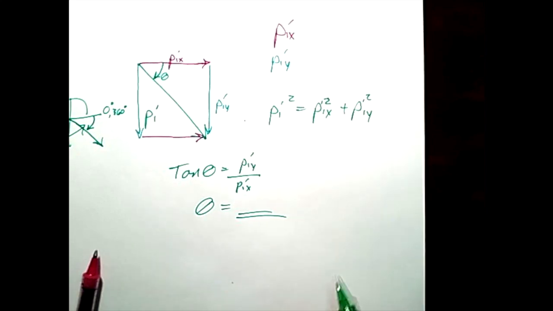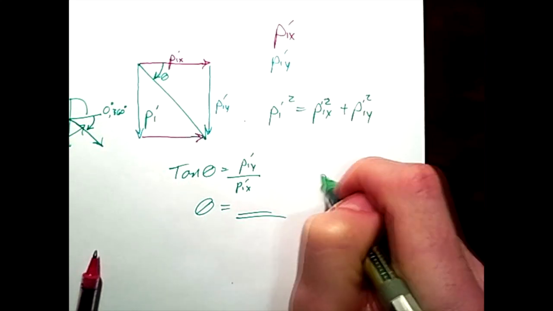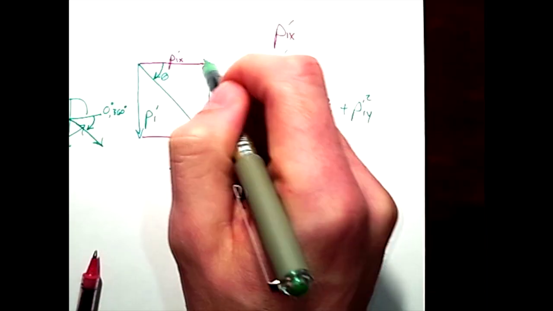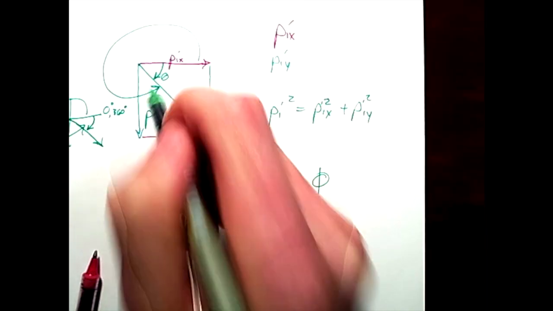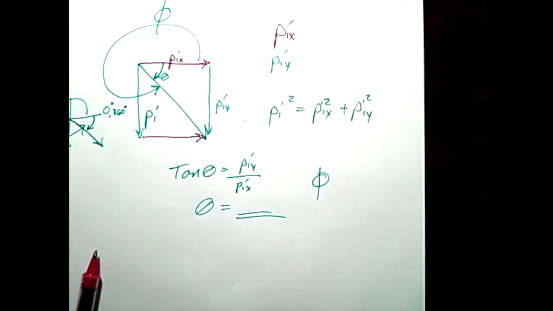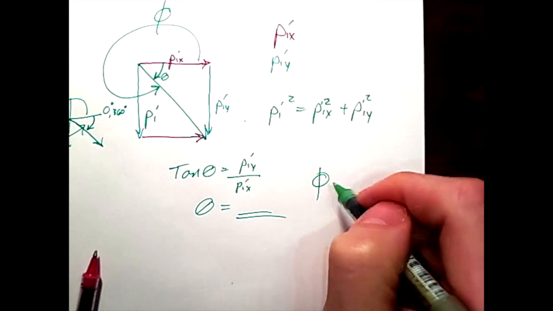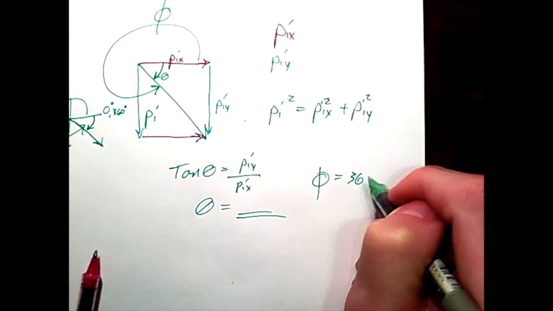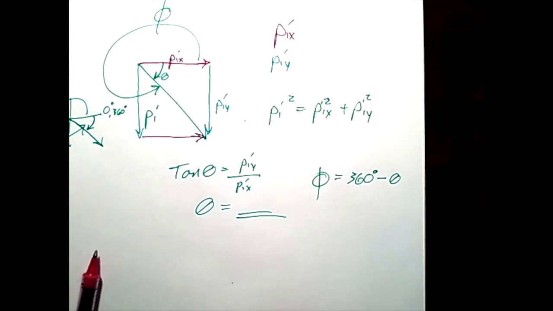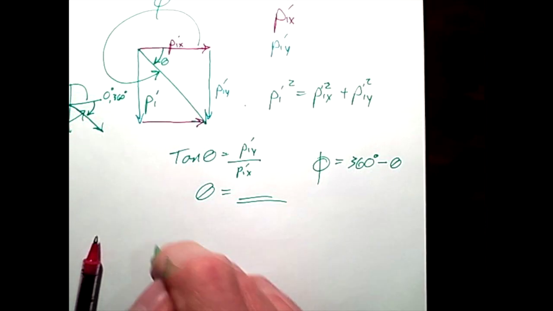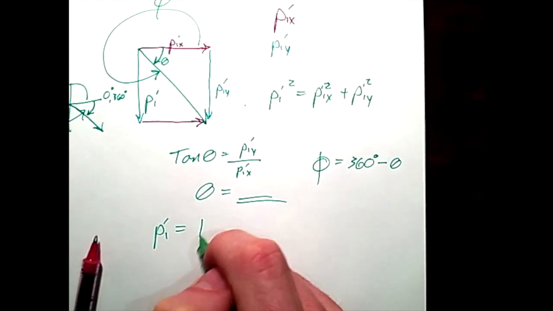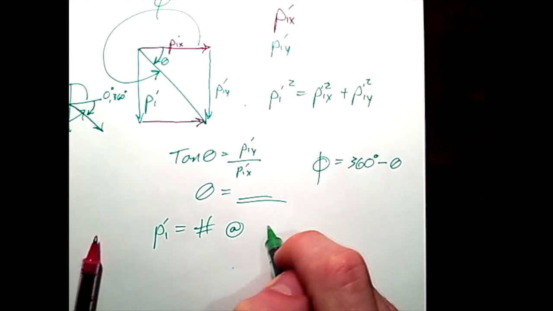And then utilizing theta, I would say that phi, which is the proper direction of the green vector, starting at 0 and going all the way around to here, is phi. This is the proper direction of P1 prime. Phi would simply be 360 degrees minus theta. Now once I have all of that, that tells me what P1 prime is. P1 prime is a vector at a direction.